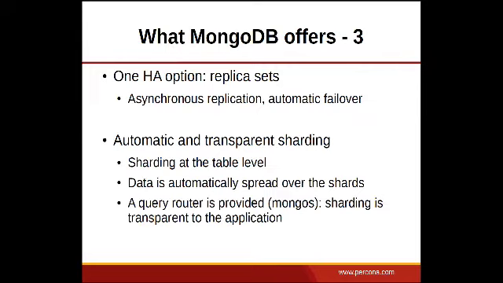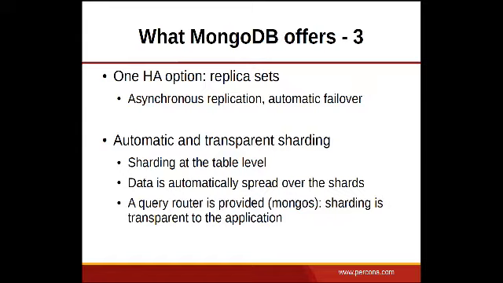Third thing, high availability and scalability. In MongoDB, it's very simple. For high availability, you have one feature, which is replication with replica sets. It's asynchronous replication. You have automatic failover. So if the master fails, another member of the replica set is promoted to be the new master. It works quite well. And anyway, that's the only solution. So you don't have to think a lot about what to implement as an HA solution with MongoDB.